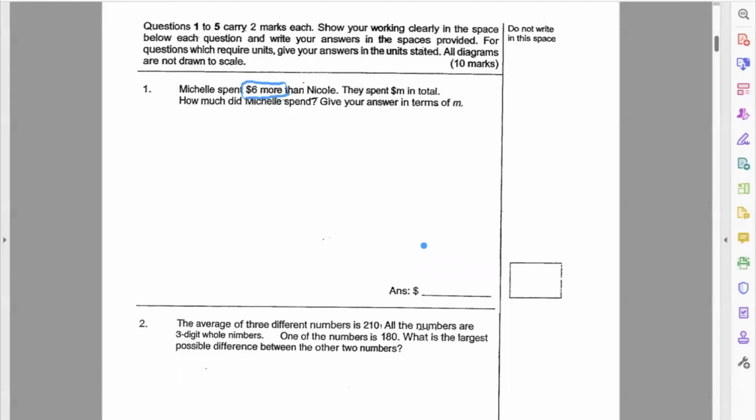model. So you have Michelle, you have Nicole. Michelle spent $6 more than Nicole. So this is a standard comparison model. And they spent a total of M dollars, so I put M dollars here. So this is $6.